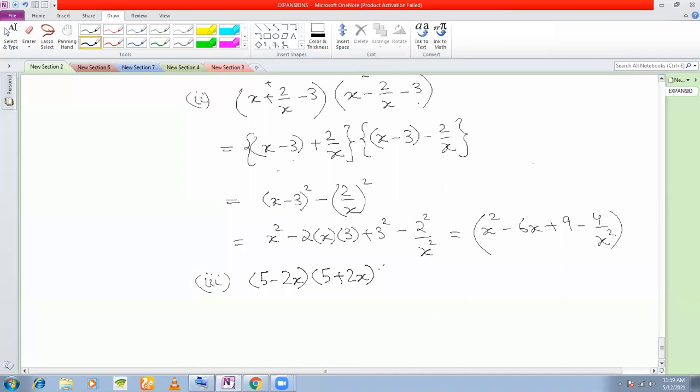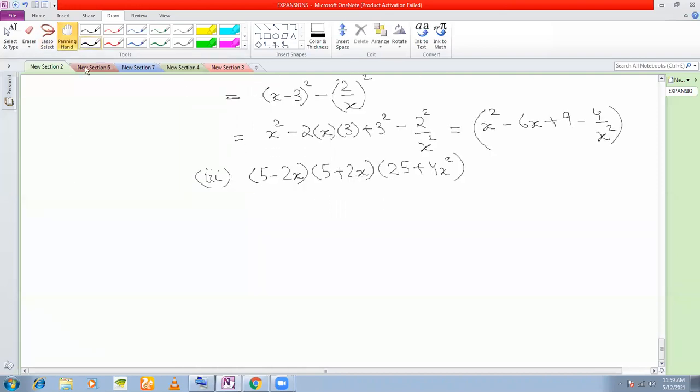Into 25 plus x squared, 25 plus 4x squared. Let us see. Now, if you consider the first two, you see that this is a minus b and this is a plus b, the first two products. So if you multiply these two, you're going to get a square minus b square, right? a square, which is 5, minus b square, which is 2x, right? You're getting a square minus b square.